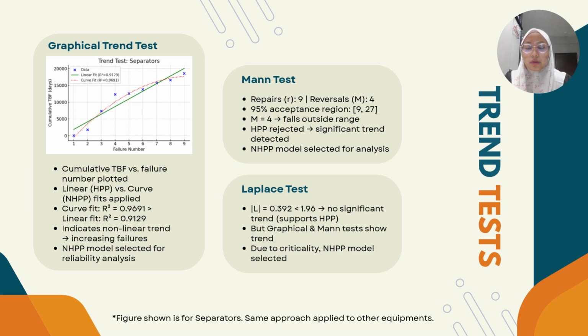Next, the Mann test showed 9 total repairs and 4 reversals. At a 95% confidence level, the acceptance region is between 9 and 27. Since the observed value of 4 falls outside this range, we rejected the HPP assumption, further supporting the presence of a trend. However, the Laplace test gave an L value of 0.392, which is below the critical value of 1.96. This suggests no significant trend and supports the HPP model.